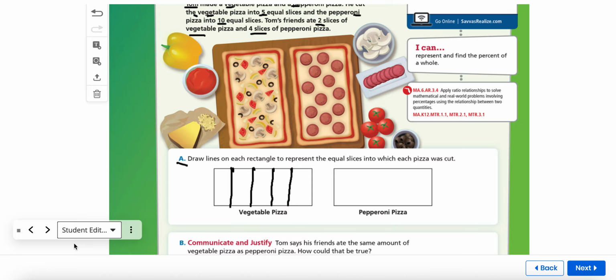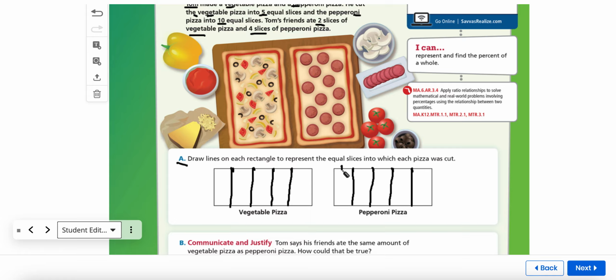And now we're going to look at the pepperoni pizza, which was cut into 10 equal slices. So we're going to do the same thing. I'm going to start with 5 and then cut it in half so I can get 10. So that's 3, that's 4, and 5. So when I go here, I'm going to have 5. And like I said, pretend these are equal pieces. When you do it on your packet, please try to use a ruler.